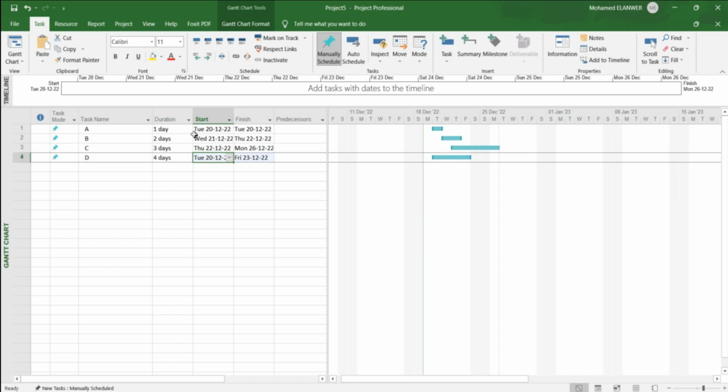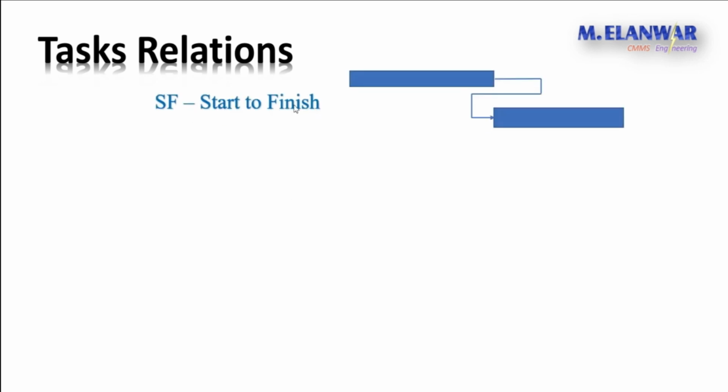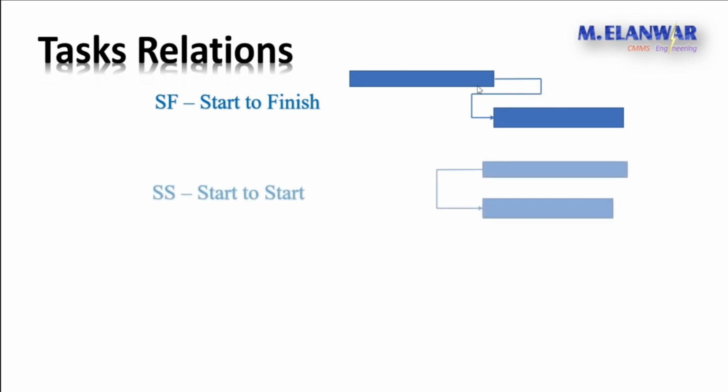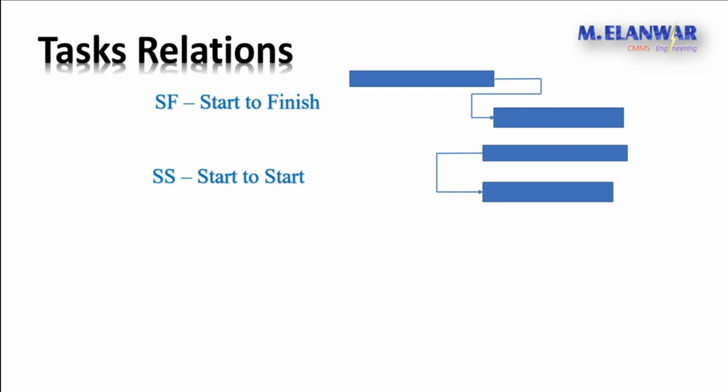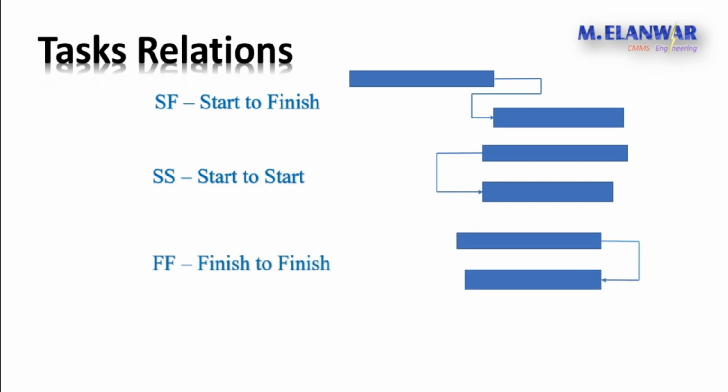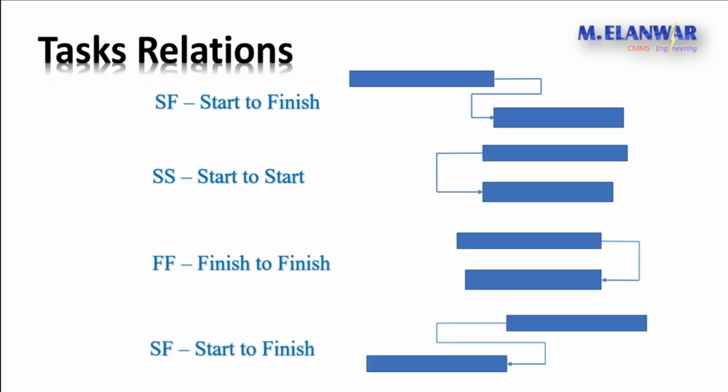So let's speak about task relations. First of all, this is a finish to start relation. What is the meaning? If this is task B and this is task A, the meaning is that task B will not start until task A is finished. The second relation is start to start. This means task A will start at the same time task B starts. The third relation is finish to finish, where task A will finish when task B is finished. Also start to finish, which means task A will start when task B is finished. This is the last relation.